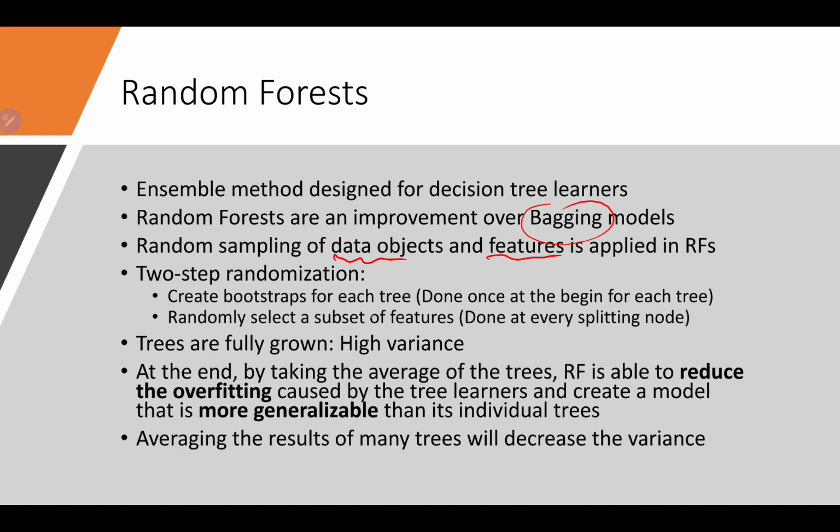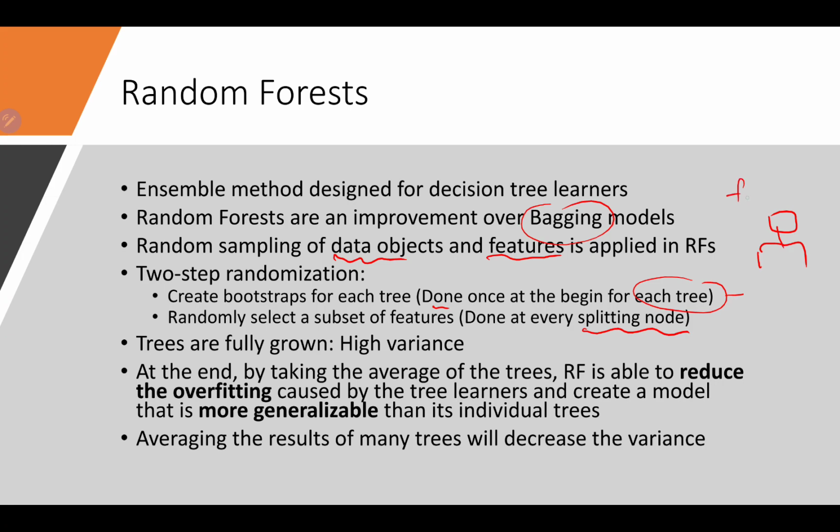So we will create bootstraps for each tree. This is done once at the beginning of each tree, right? So each tree is grown on a different data set basically. And then randomly select a subset of features. So this is done at every splitting node, right? At every splitting node within that tree.